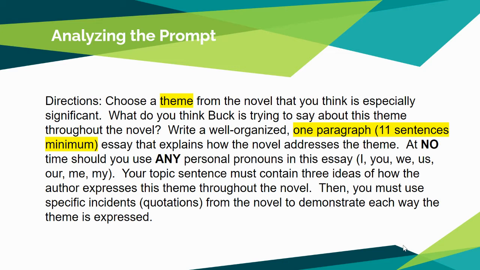I know that I need to write an 11-sentence minimum paragraph. I wonder why 11 sentences. Maybe that's because we've been working with the trees paragraph. All right. And it needs to discuss how the novel addresses the theme that I've chosen. It reminds me that I shouldn't be using any personal pronouns. It should be written in the third person. I need to talk about 3 ideas of how the author expresses this theme throughout the novel. Those 3 ideas may also be referred to as reasons, okay? And then you must use specific incidents or quotations. Okay? Those quotes, those are my examples.